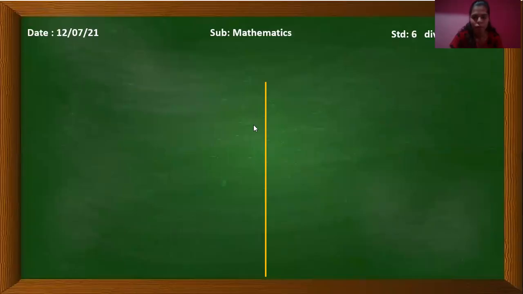Okay, so it's Monday, so let's start with the new topic. I am going to teach you about decimal fractions, how to do its multiplication, how to convert decimal into common fraction or common fraction into decimal fraction. So, let's start. Okay. So, today we are going to learn decimal fraction.